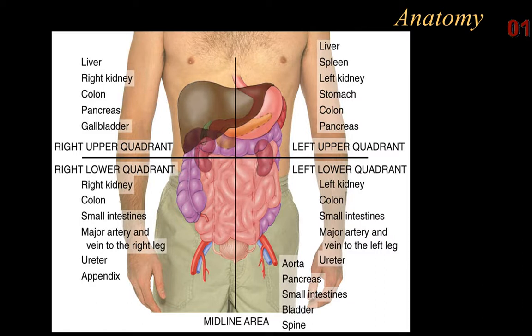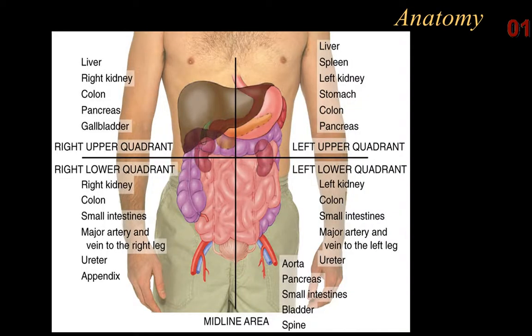Okay, lower quadrants. You're going to see some extreme similarities. The kidneys sit right on the line between the upper and lower quadrants, so they're technically in all four quadrants. And then the colon, because the colon outlines my whole abdomen: up, across, down, and over. The small intestine takes up a lot of my lower quadrants. And then the major arteries and veins that run to the leg. Don't forget about your ureters.